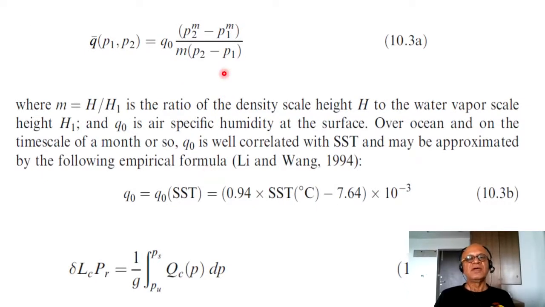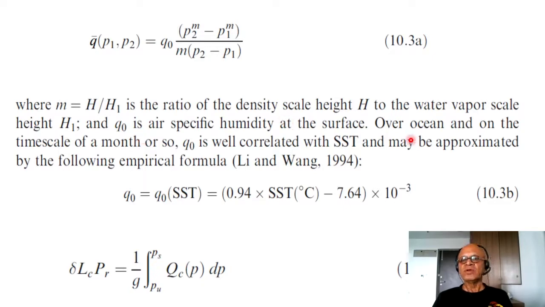So the humidity between any two pressure levels P1 and P2 is given by the specific humidity at the surface, which closely tracks the sea surface temperature, and the pressure differences. The m here is the scale height ratio, so H is the density scale height to the water vapor scale height H1. If you don't know what the scale height concept is, you can look it up. It basically is the height at which any given quantity falls off by 1 exponential.